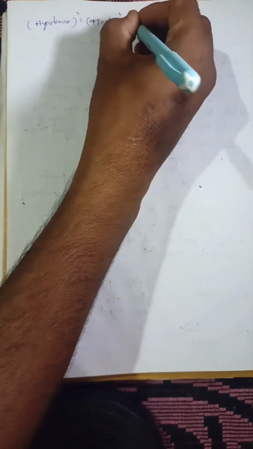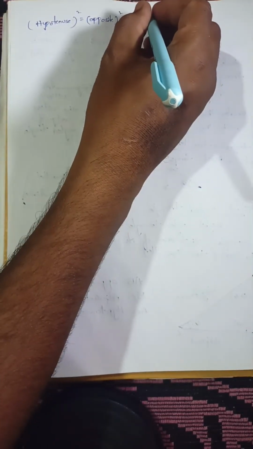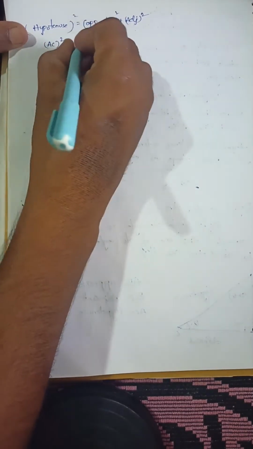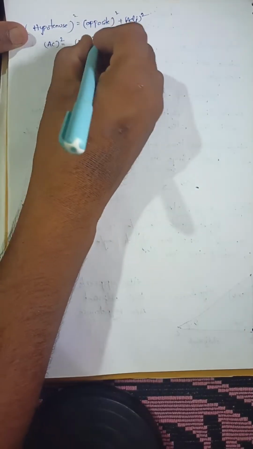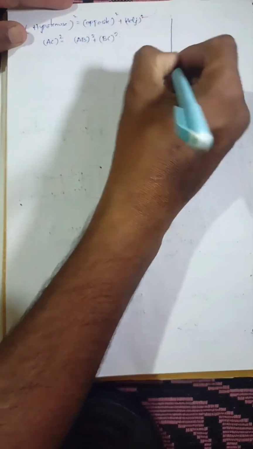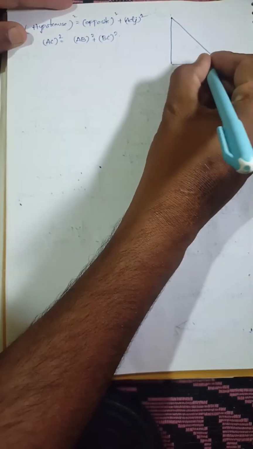Opposite square plus adjacent square. So what is the hypotenuse value? AC whole square is equal to AB whole square plus BC whole square. So this right angle triangle now we are going to use in the trigonometric ratios, this angle theta.